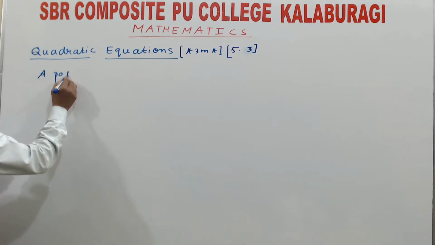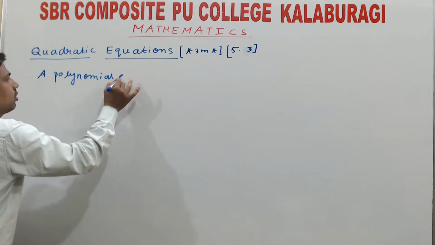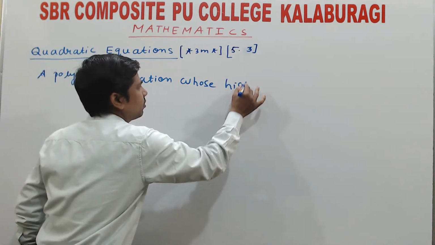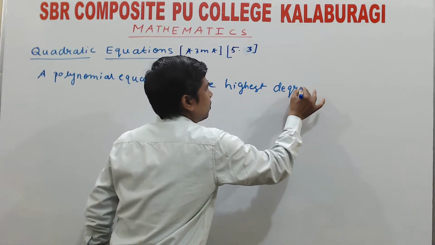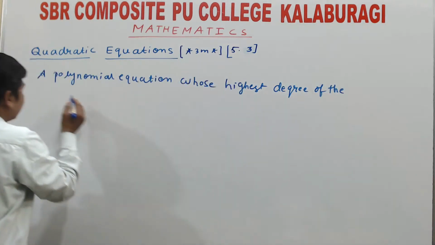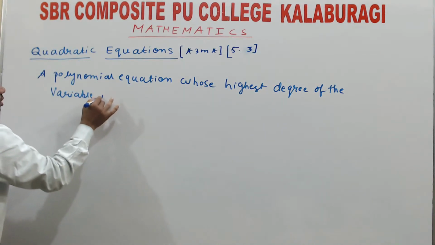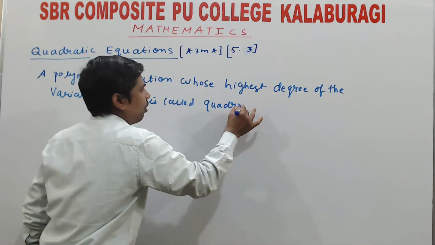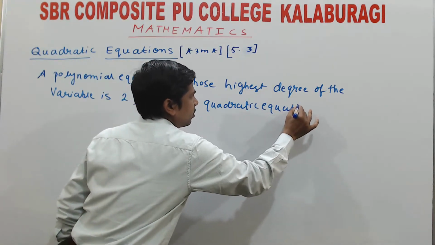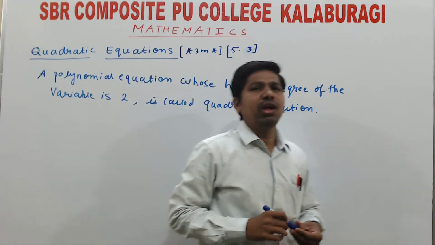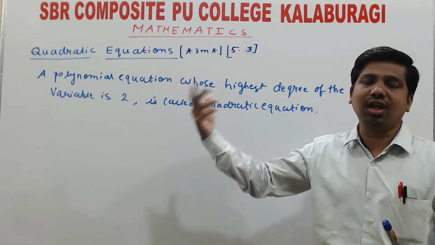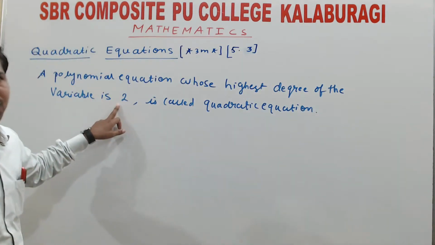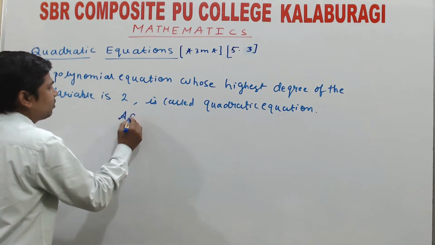A polynomial equation whose highest degree of the variable is 2 is called a quadratic equation. And we know that a polynomial equation of degree n has n roots. If the power is n, there are n number of roots. So if the power is 2, there are 2 roots. If the power is 3, there are 3 roots. So the highest degree of the variable is 2, so a quadratic equation has 2 roots.